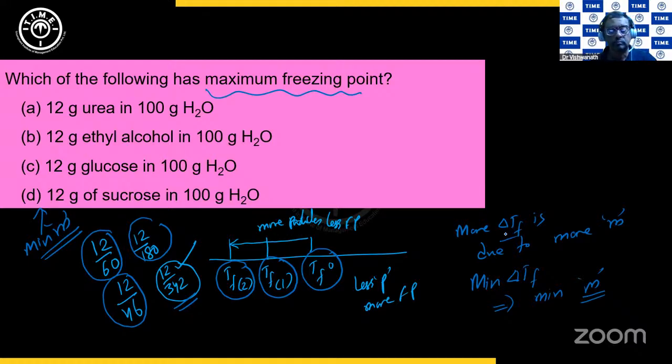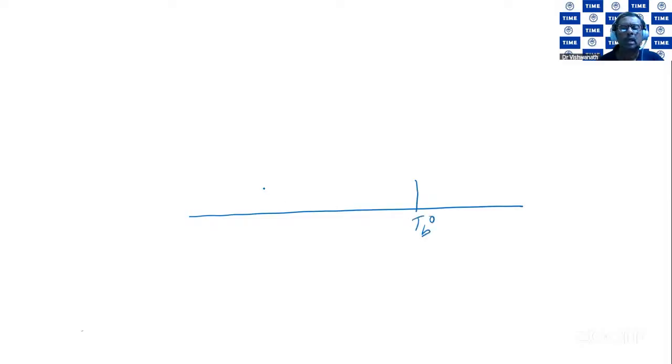Let us look at this. Suppose you have this as the TB naught and this as the TF naught. Freezing point of solvent, boiling point of solvent. Now this is TB, boiling point of the solution. This is TF, freezing point of the solution. Now, when you have more particles, there will be more elevation of the boiling point. More particles, more depression in the freezing point.